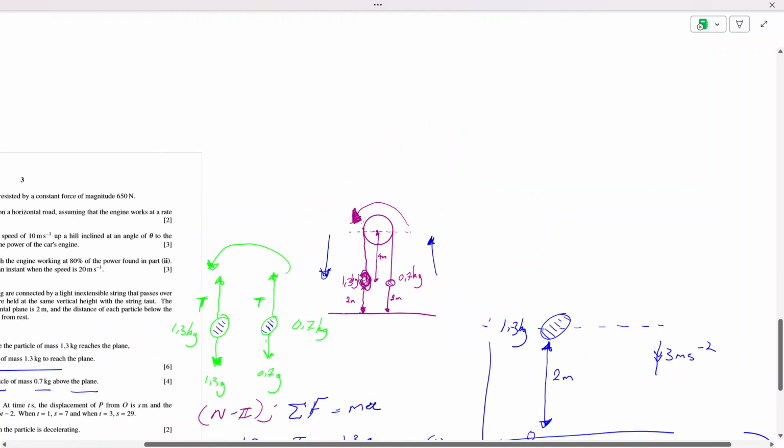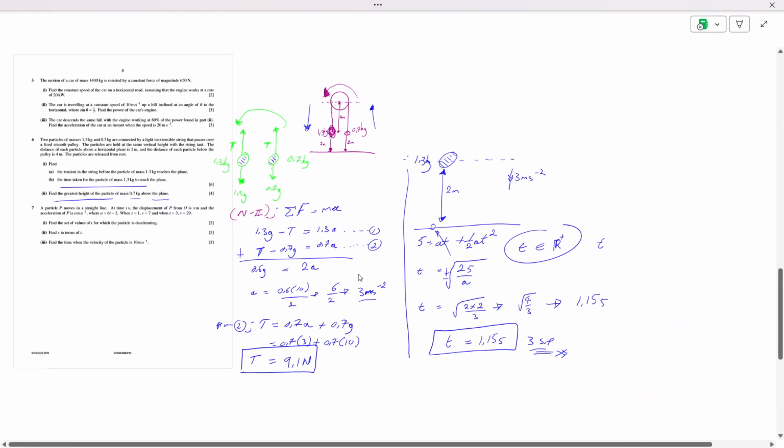Right, so I'm going to use intuition again. Let me make space here.